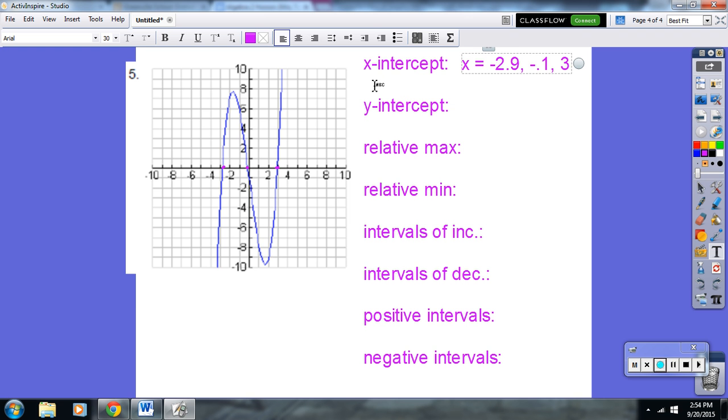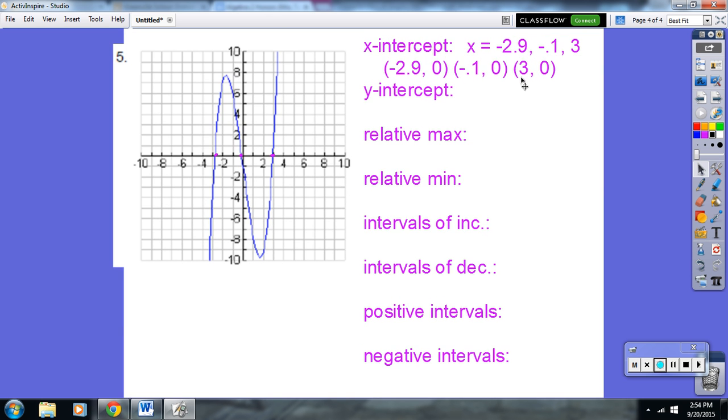If I wanted to use coordinates, I would need to remember that the x-intercept is where y equals 0. So for the first intercept, my x value would be -2.9, but my y value would be 0. My next intercept would be -0.1, and my y value again would be 0. And the last one would be at 3, 0. That's how I could list my intercepts in coordinate notation.